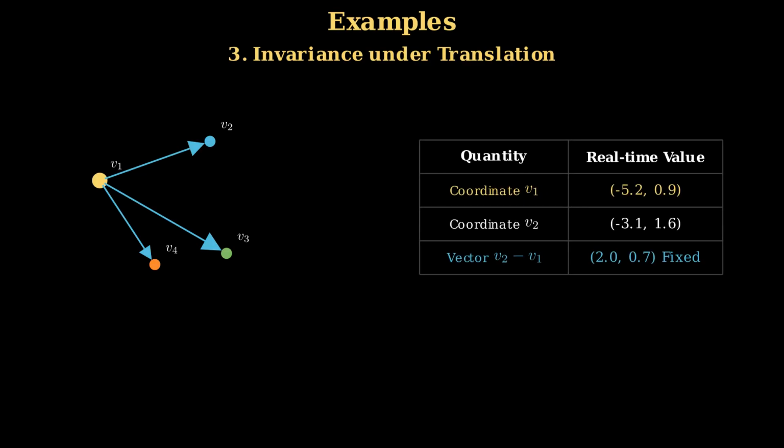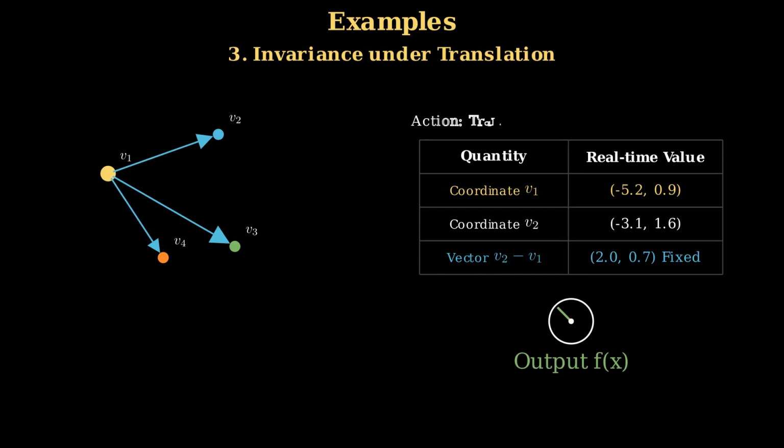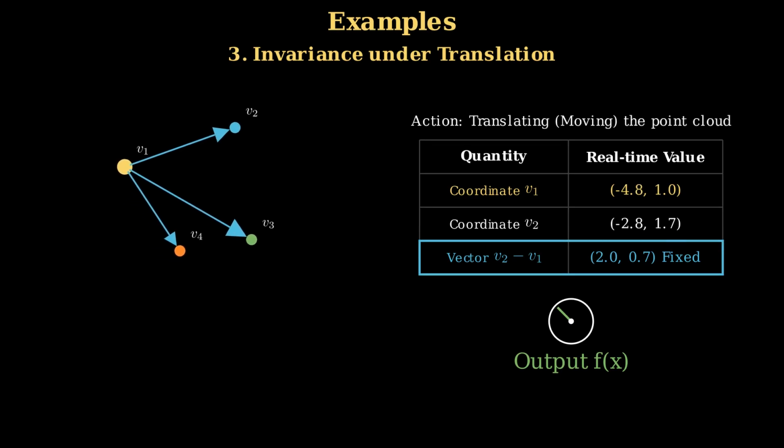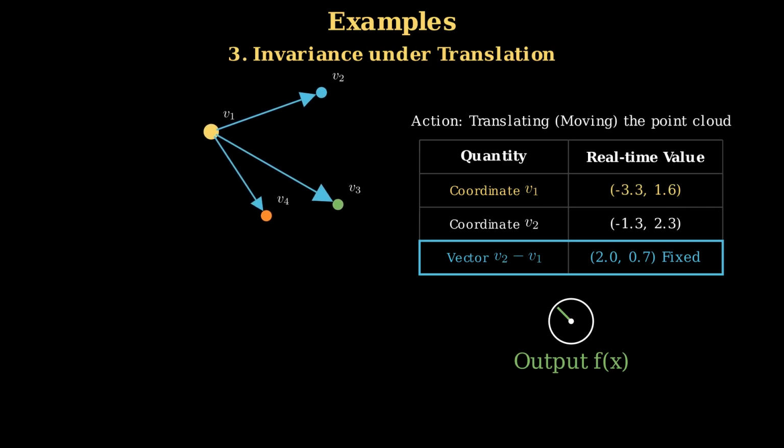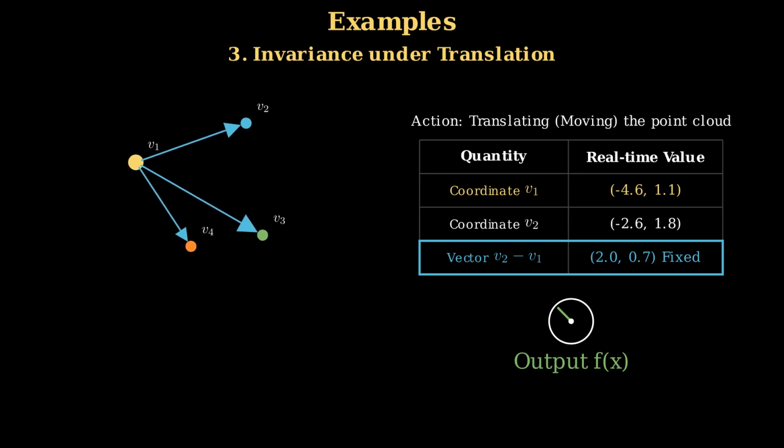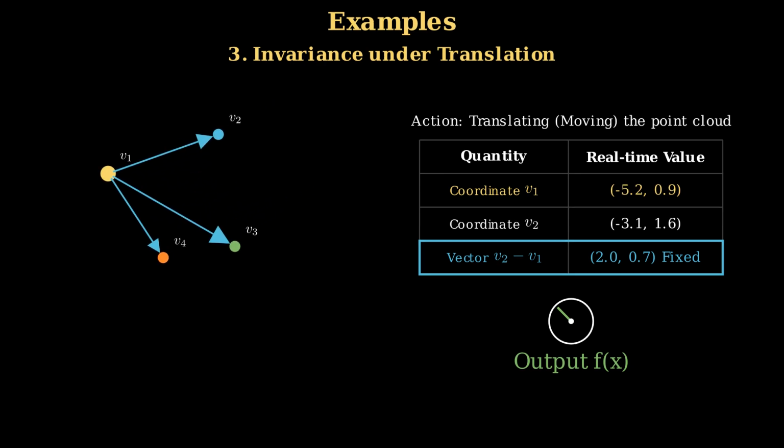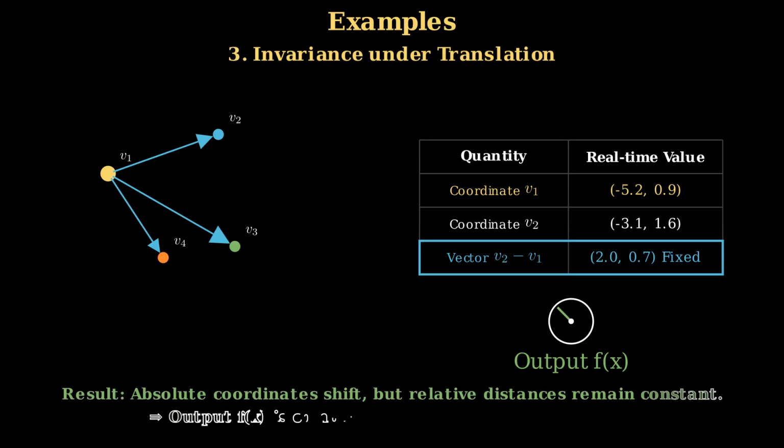Let's track the absolute coordinates of v1 and v2, and their relative vector distance. As we translate the entire point cloud across the space, the absolute coordinates constantly change, but the relative distance between them remains completely constant. Because the relative vectors are unchanged, the output function is completely invariant to translation.